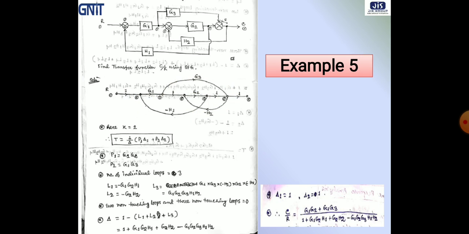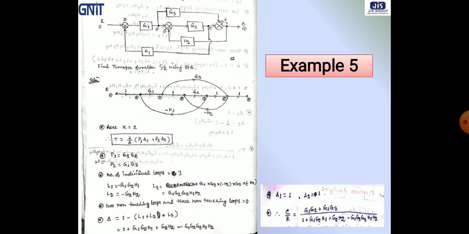And we have to check, is there any non-touching loop present? There are 3 individual loops present, but all the 3 individual loops are connected with each other. So these are all touching loops. There is no non-touching loop. So our delta will become 1 minus the sum of L1, L2 and L3. So after putting the values of L1, L2, L3, we get delta like this.